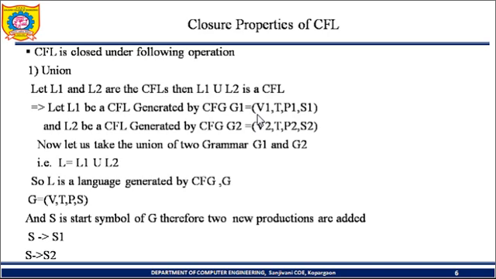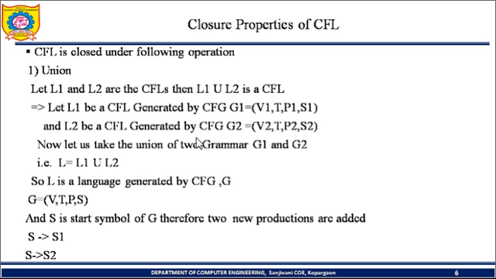T is the set of terminals for the grammar G1. P1 is nothing but the set of productions or equations of the grammar G1 which will generate the language L1. And S1 is the starting symbol of the grammar G1. In the same way, L2 is another CFL which is generated by using grammar G2, where G2 is represented with the help of a 4-tuple.